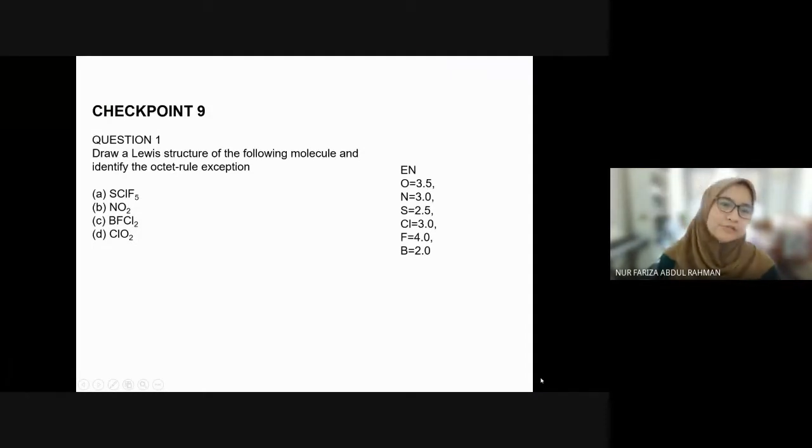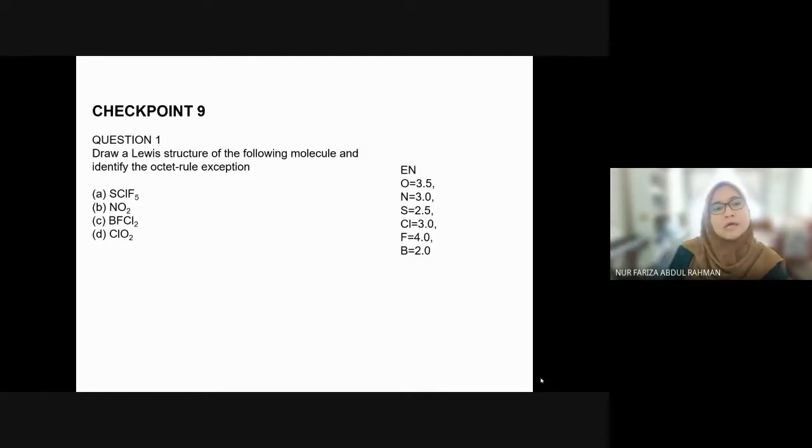Okay, all right. So question 1, draw a Lewis structure of the following molecule and identify the octet rule exception. So you have to draw all of the molecules, and then from your Lewis structure, you have to identify which of them follows or obeys the octet rule, and which does not follow ataupun yang exceptions to octet rule.